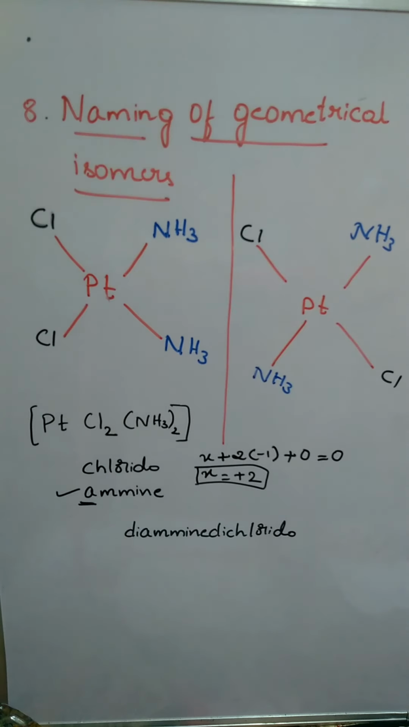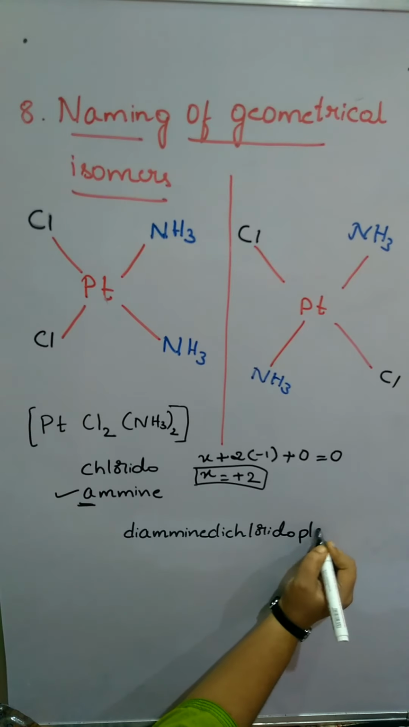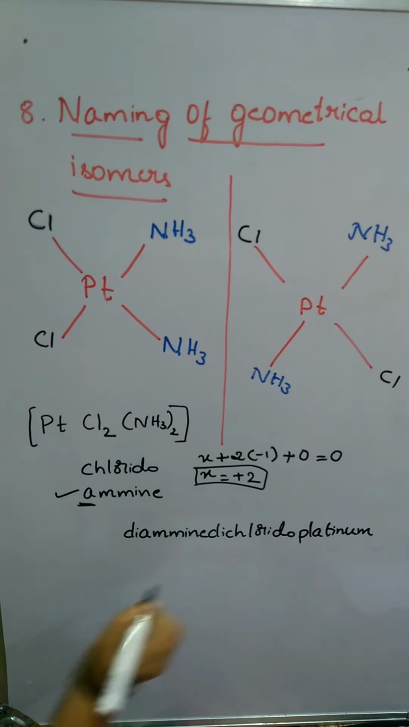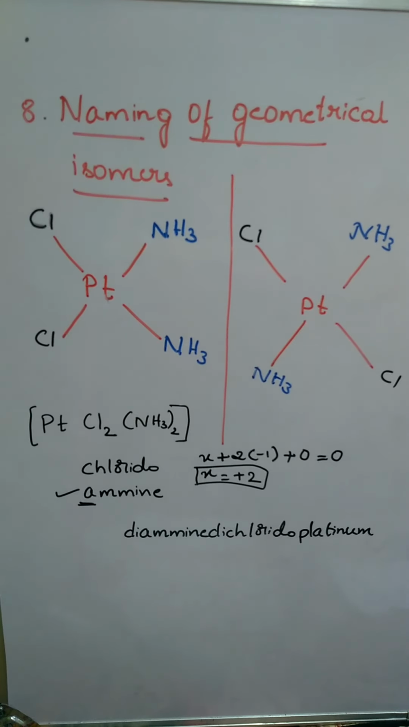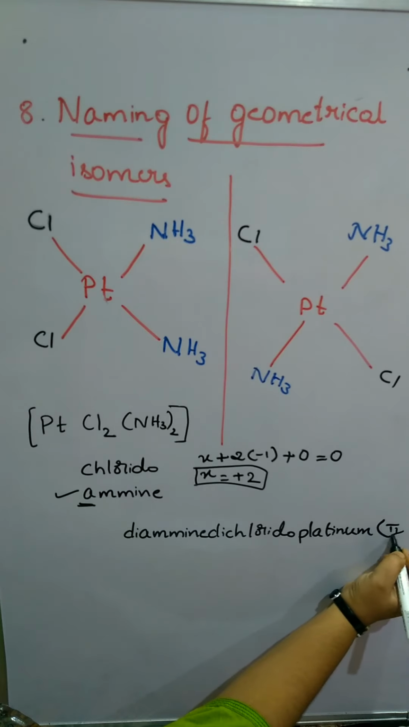Since it is a neutral complex, the name of the metal is not going to change. It remains as it is. So diamine, dichlorido, platinum. The platinum oxidation state is 2 here, so in Roman numerals we write 2.